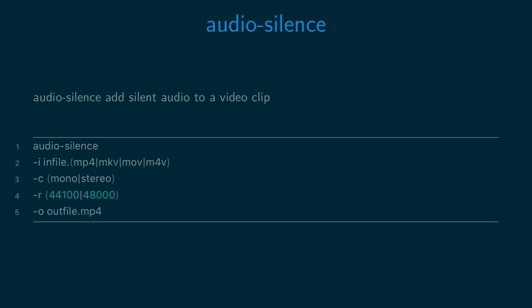The audio silent script adds a silent audio track to a video clip. Some use cases would be to add a silent audio track to a clip that only has a video track, or to replace an audio track with silence.